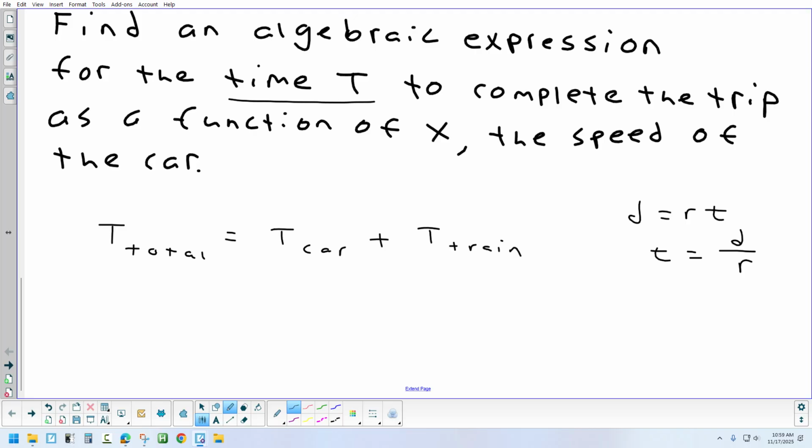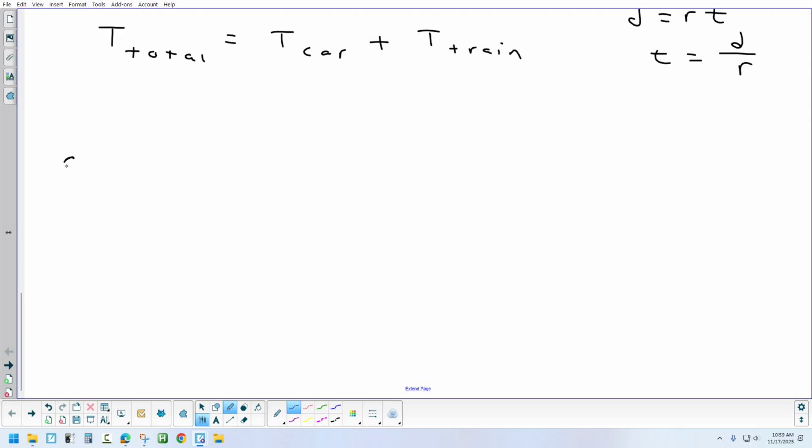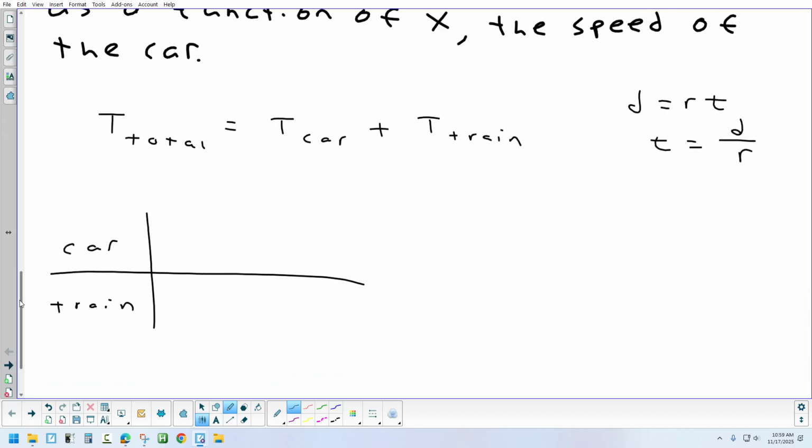And same thing for the train. If we can figure out the distance she travels by train and the speed of the train, then we know the time she spends on the train. So we need the distance and we need the speed for the train and the car. All right, so let's make a chart. Let's do the car, train, and then we're going to have the distance, and we're going to have the speed.